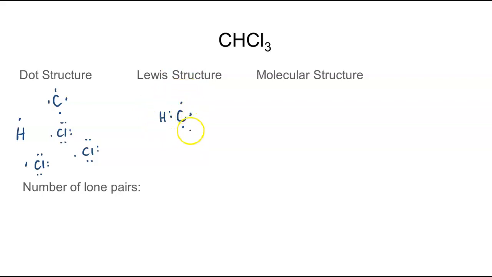It could be on the top, it could be on the bottom, it could be on the right. And that takes care of my hydrogen. Now I'm going to start putting the chlorine on here. Okay, remember chlorine has 7 valence electrons.